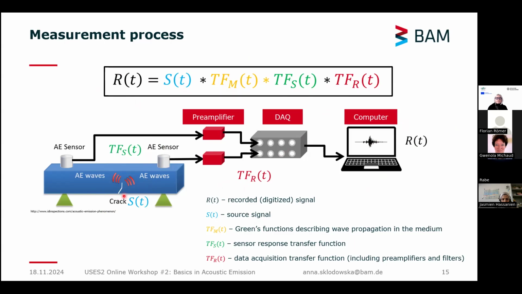So we have the initial source signal, then we have the Green's function describing the wave propagation in the medium between the crack and the sensor. Then we have the transfer function of the sensor itself, and then the data acquisition transfer function, including preamplifiers and filters. I will not go into much detail about this, but it's just to remember that we have to keep it in mind when analyzing the signals later on.